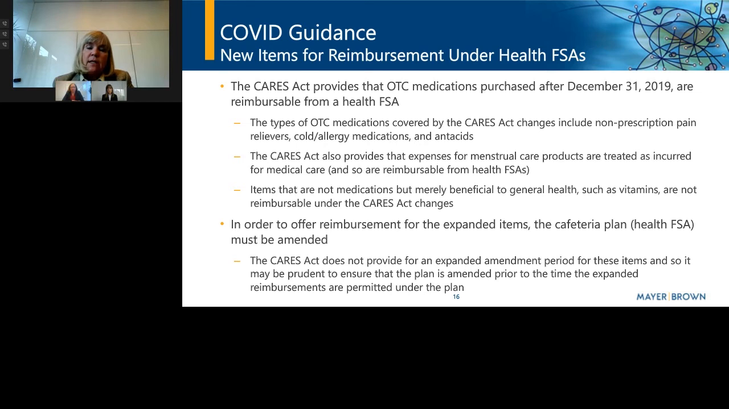It also indicates that expenses for menstrual care products are treated as expenses for medical care and so can be reimbursed. And in order to get reimbursement for the expanded items, the health FSA has to be amended to provide for this. Unlike the extended guidance that we got for other items under the COVID guidance, the CARES Act does not provide for an expanded amendment period for this, so it's probably prudent to amend your plan before you start making reimbursements for these items.